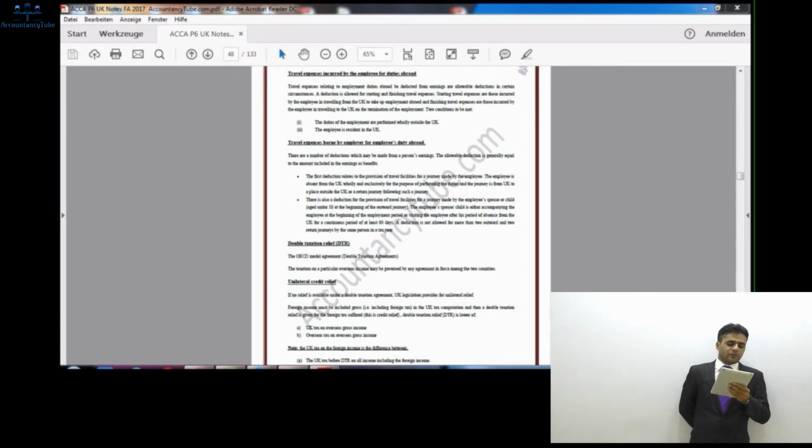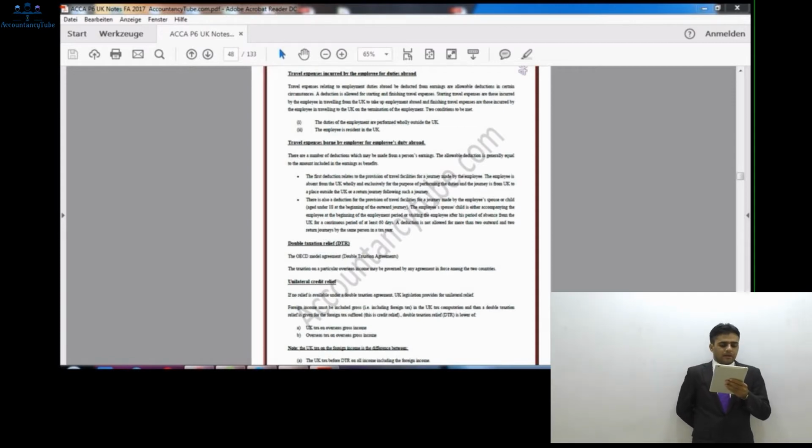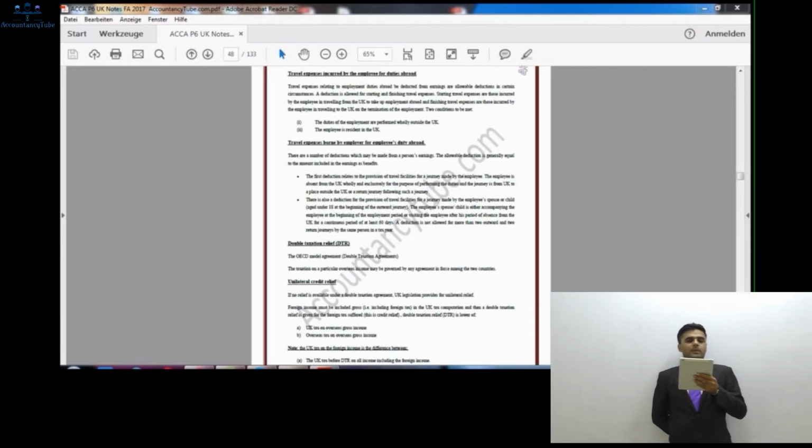Now it says that travel expenses borne by employer for the employee's duties abroad. When the employer pays, what would happen? Now there are a number of deductions which may be made from the person's earnings. The allowable deduction will be equal to the amount included in the benefits.